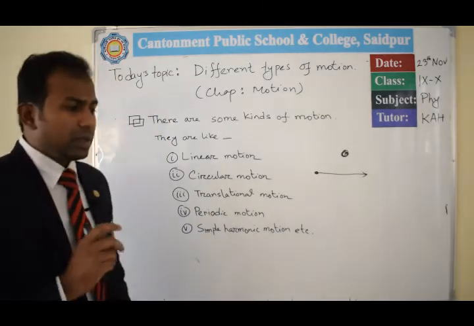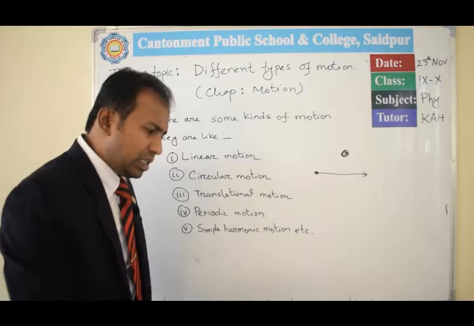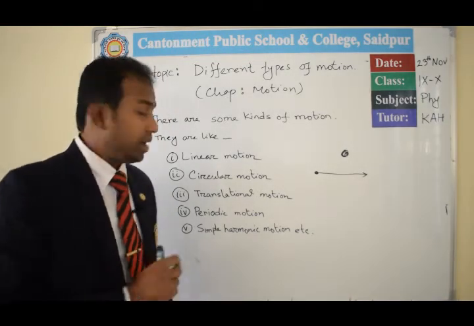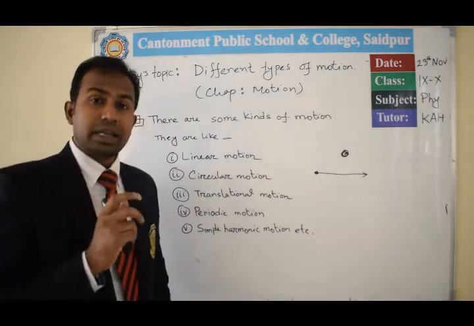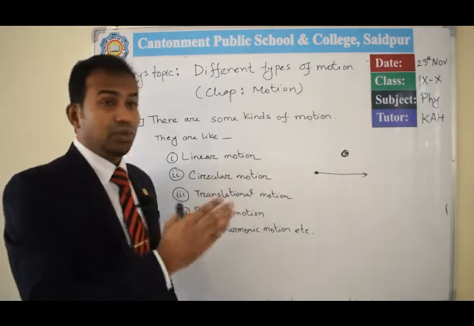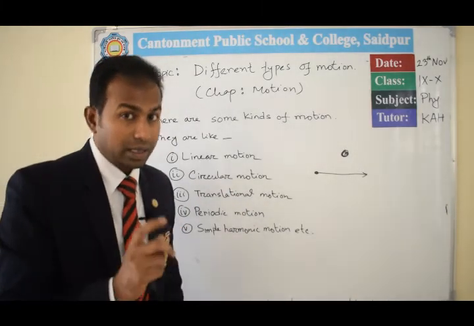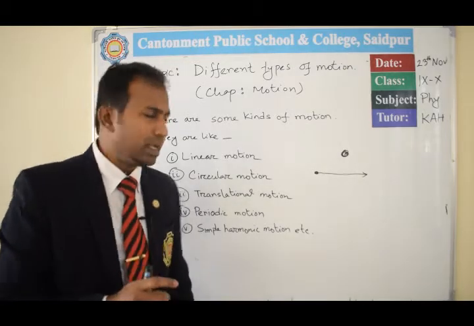Whenever any person is running in a straight line, that is a linear motion. Whenever a car is going in a straight way, that is a linear motion. The motion of a car is an example of linear motion.